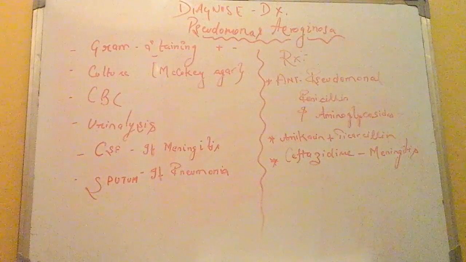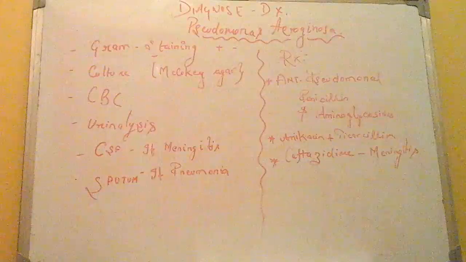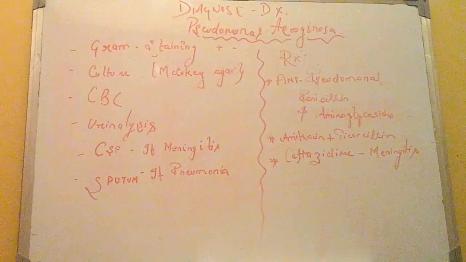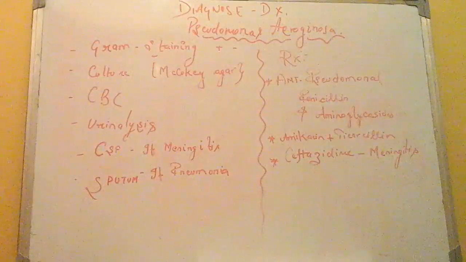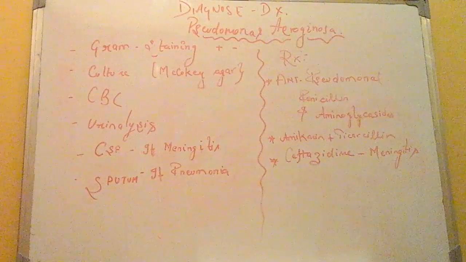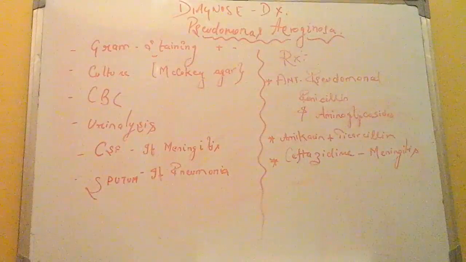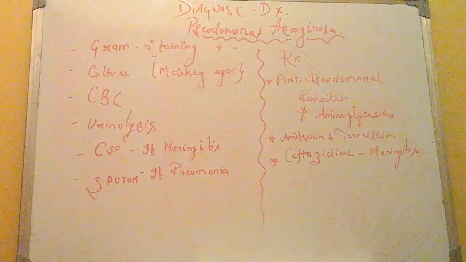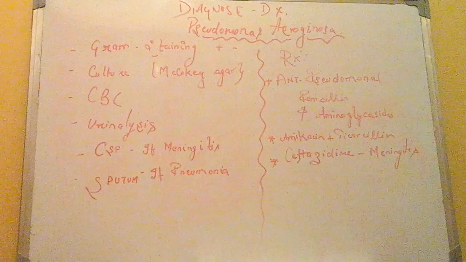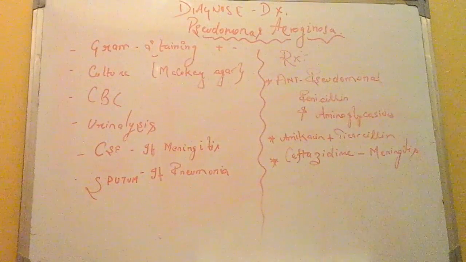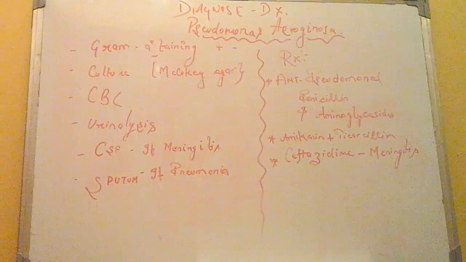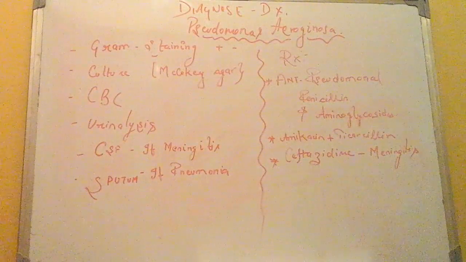Then we'll further refer for CBC and urine analysis. Why urine analysis? Just because a person we know is suffering from urinary tract infection. Then after that, CSF. If a patient is susceptible for meningitis, then we'll refer for the CSF test. That will be through lumbar puncture, that is the cerebrospinal fluid test.